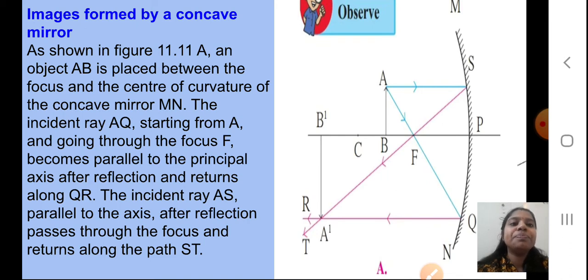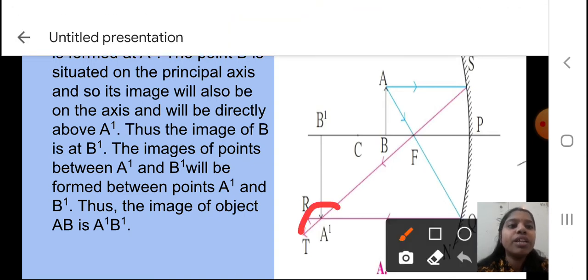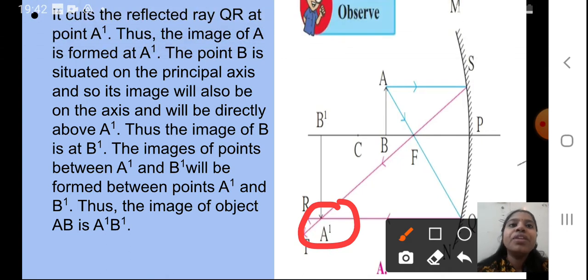We'll proceed. It cuts the reflected ray QR at point A dash. Can you see it is cutting? Yes, they are meet at this point. Can you see this point? Thus, the image of A is formed at A1. So this is the image of A, formed at this point, that is A1.